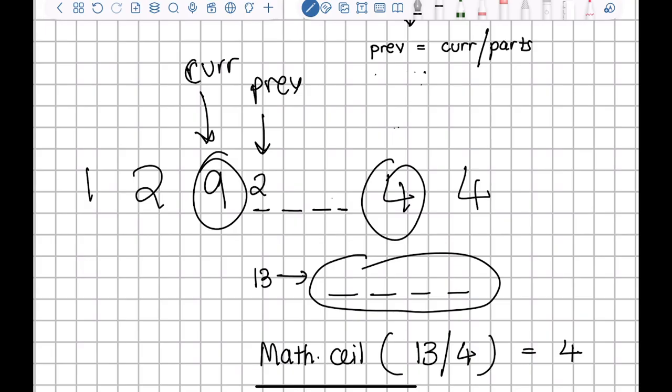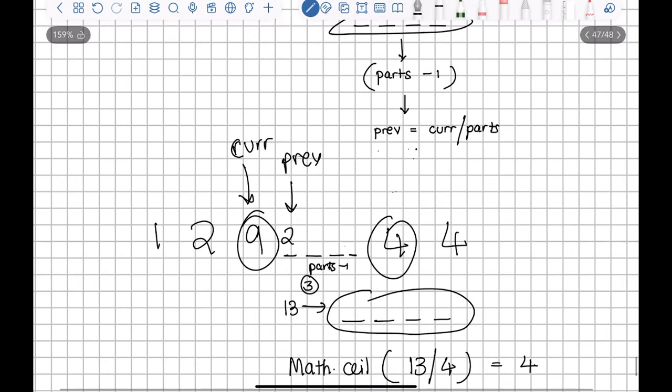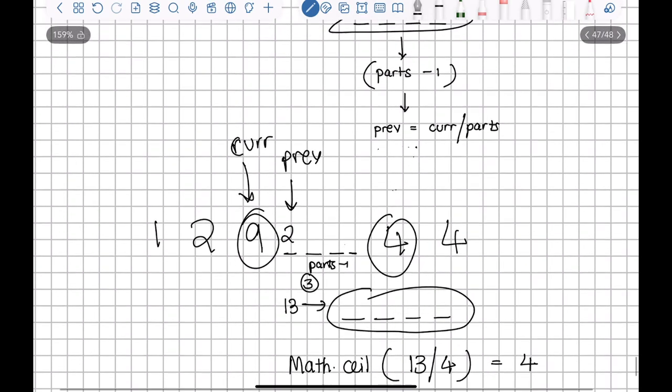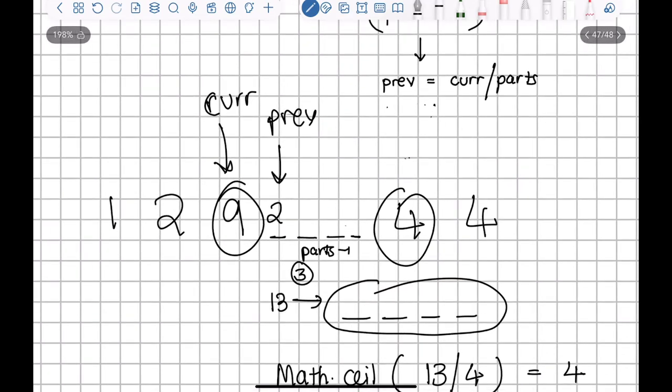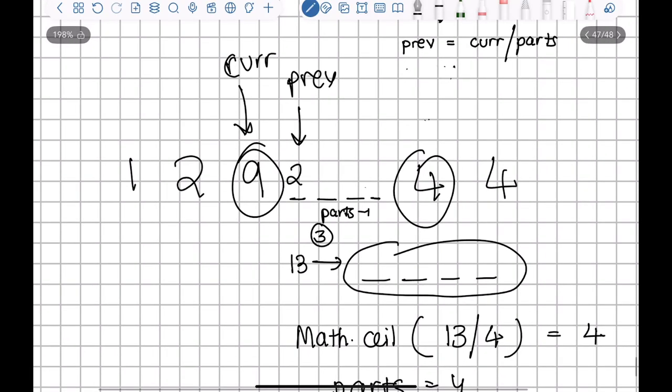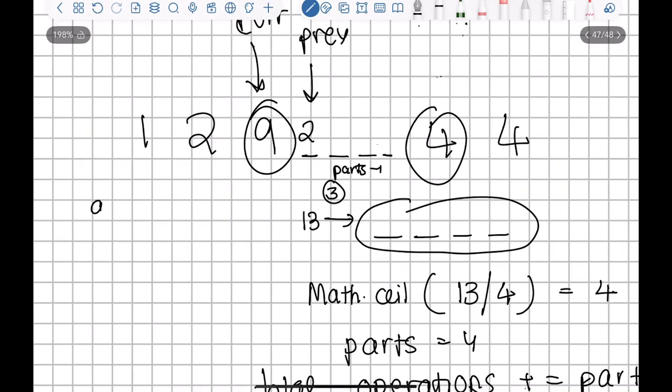And the number of operations added was parts minus 1, that is 3. 3 operations I did, and I solved the example as well. So you could have clearly seen that the number of operations was parts minus 1, that was 3. And again we do the same thing to 9. What is 9's previous value? It is 2. So the number of parts: 9 divided by 2 is 4.5, and the ceil is 5.